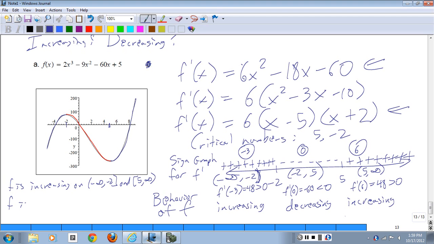F is decreasing on -2 to 5. Can include it there as well, like that. But some additional thought has to go into this if we're considering the endpoints.